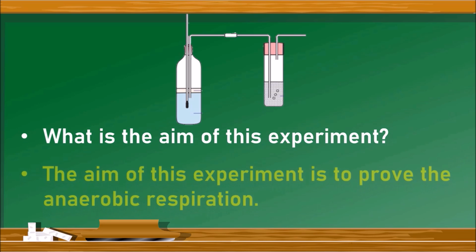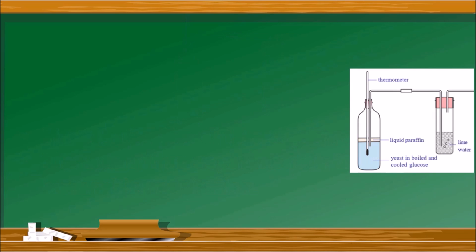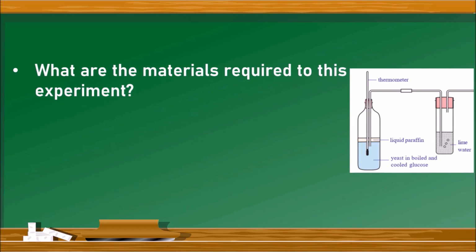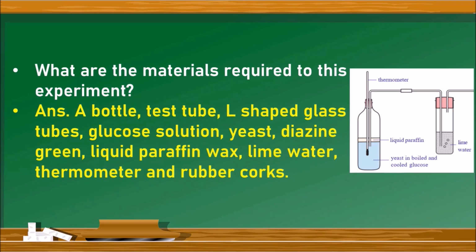The aim of this experiment is to prove the anaerobic respiration. The next question, what are the materials required for this experiment? You can just look at the diagram and write: a bottle, test tube, L-shaped glass tubes, glucose solution, yeast, Dyson green, liquid paraffin wax, lime water, thermometer and rubber corks. Let us go to the next question.